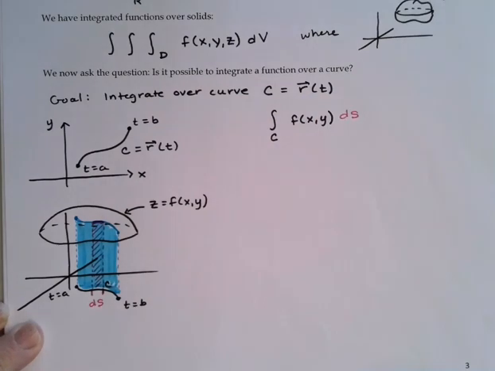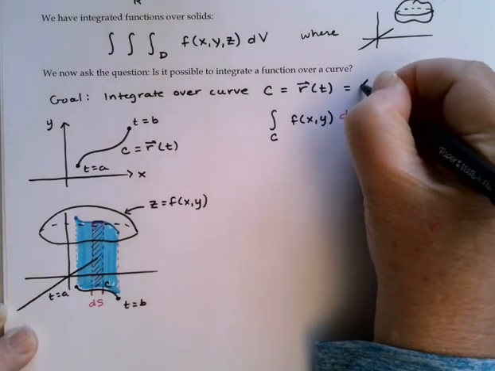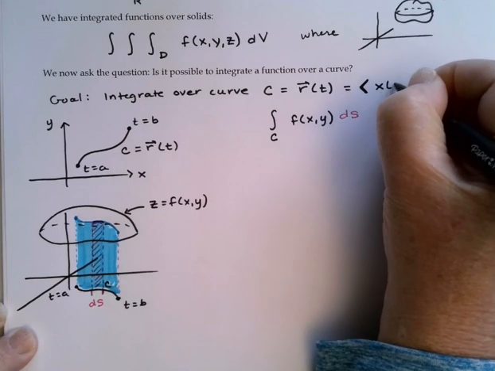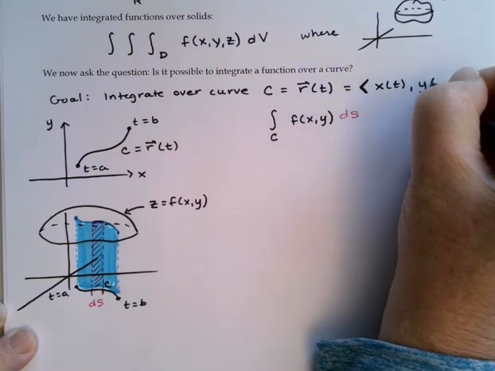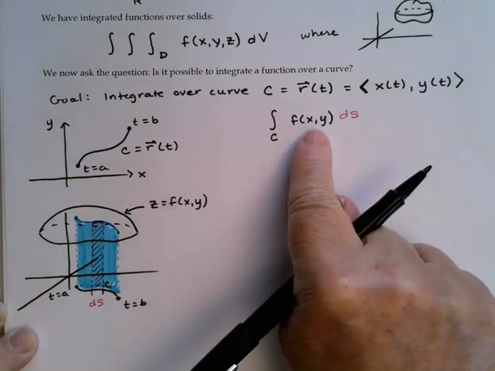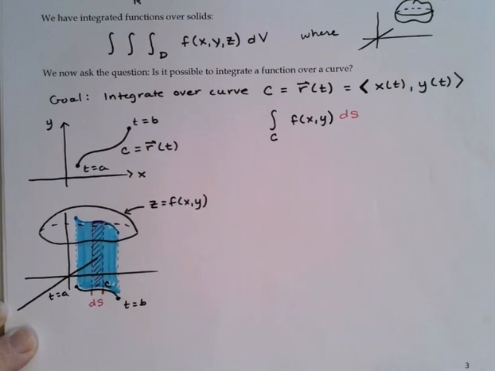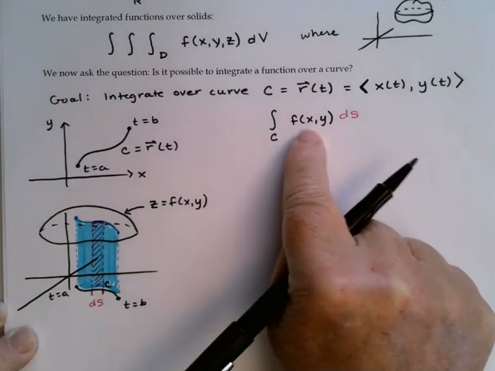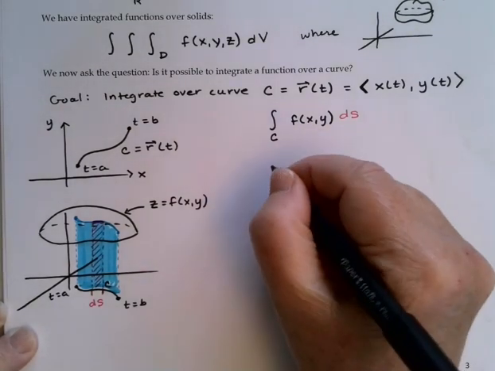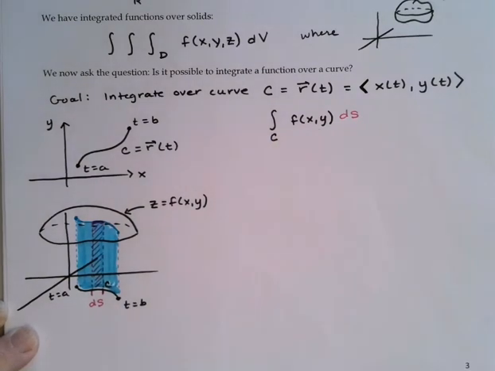since C is equal to r of t, I know a couple of things. First of all, that this could be written, let's write in vector form, x of t, y of t. And so the x and the y and the f could actually be changed for x of t and y of t, making this a function of t. So that's not going to be really a problem. This piece will be easy to deal with.